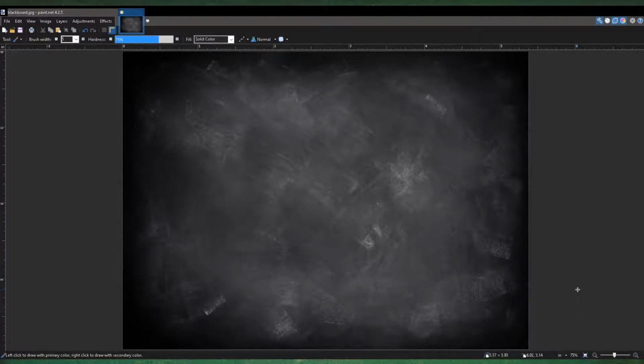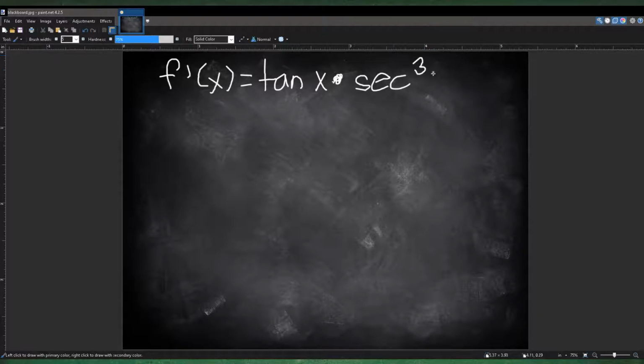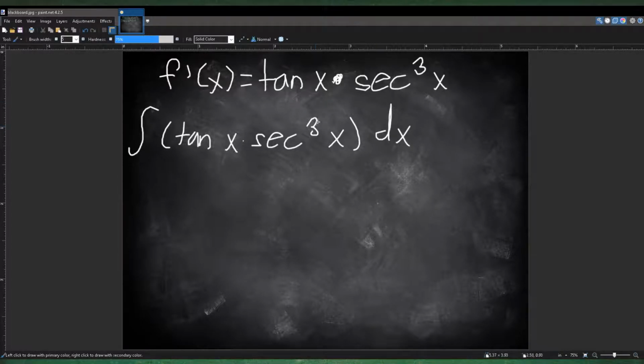So let's try another one so we can see how these work. Let's try one with trig. The derivative of f is equal to tangent of x times the secant cubed of x. So let's write the integral of this: the integral of tangent of x times the secant cubed of x with respect to x, right?